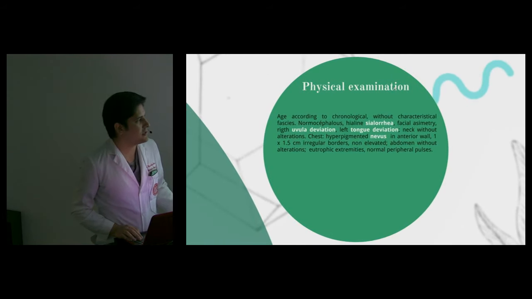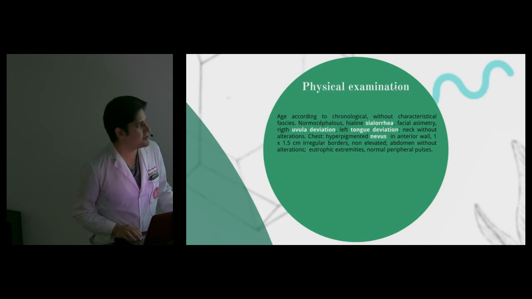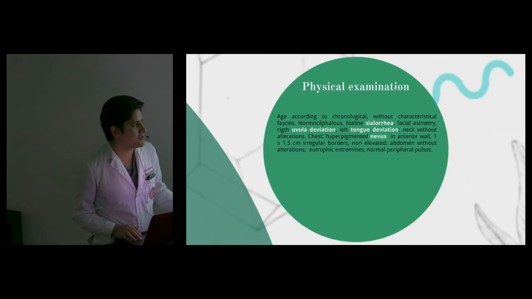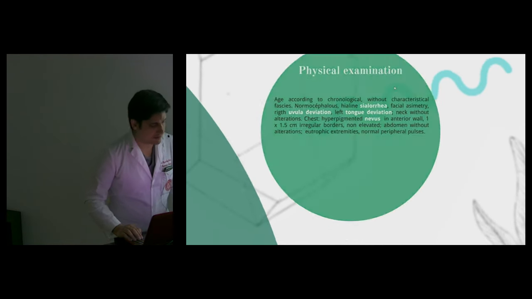On the physical examination, the patient had sialorrhea, uvula deviation, tongue deviation, and on the chest he showed a nevus on the anterior wall with irregular borders, not elevated, and the abdomen was normal, and the extremities were also normal.